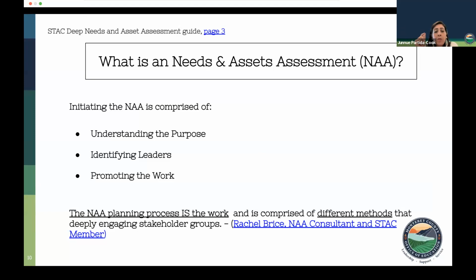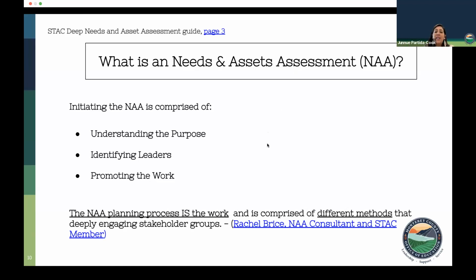And that's just one aspect of deep engagement with stakeholders. That's only one way to get that deep engagement. We wanted to emphasize here today that there are many other methods to engage your stakeholder groups aside from surveys. And if you have multiple levels of engagement with your stakeholders, you'll definitely meet that 75 to 100% threshold. Again, the needs and assessment planning process is the work.